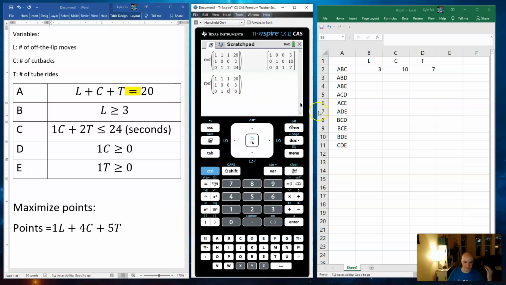Not in a whole row of zeros, because if you do a whole row of zeros, it's not actually saying the constraint, it's just saying 0. All right, so we enter that. We get the solution set 3, 0, and 17.